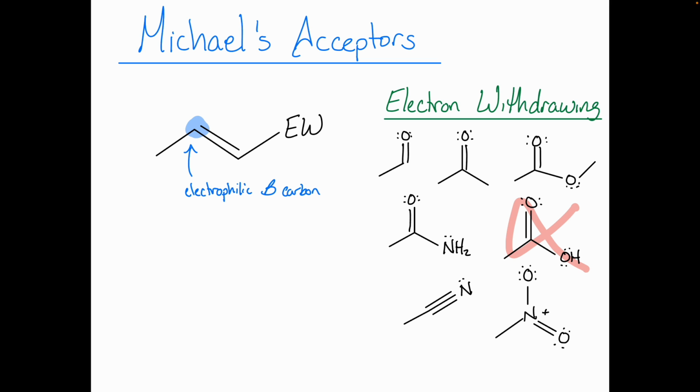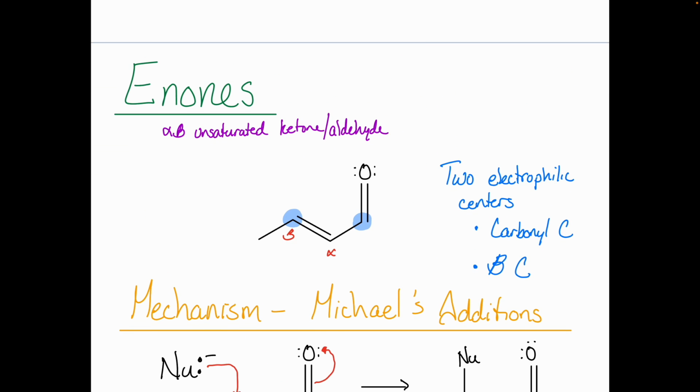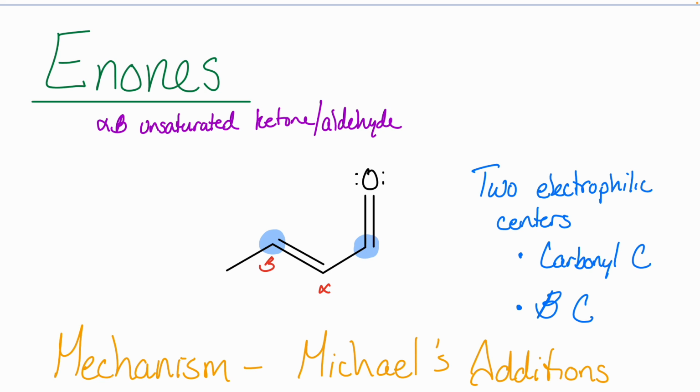Okay, our Michael's donors are going to be kind of the more surprising ones here, the nucleophiles that we're allowed to use in these reactions. It turns out, again, we have these two nucleophilic sites, right? The nucleophiles that prefer the beta carbon here, they're all very resonance stabilized negative charges.